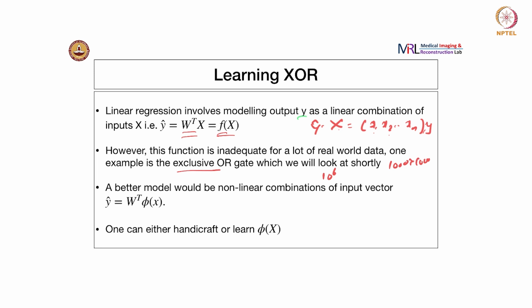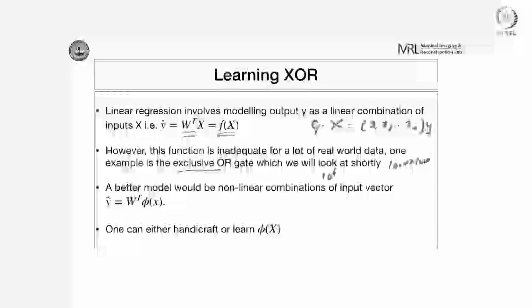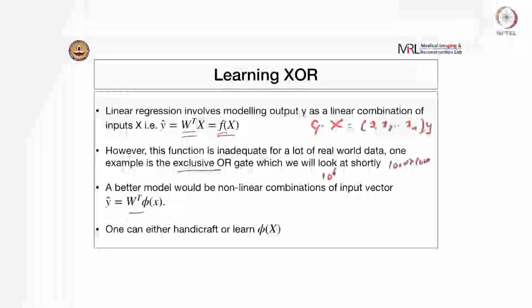We'll also see that maybe the outcomes are not exactly linear. So a better model would be a non-linear combination of the input vectors. Something like this, where it is still linear because it's still w transpose, but instead of x, we have phi of x, some non-linear combination of x's. For instance, if you have x1, x2, you will also have x1 square, x2 square, and other combinations like x1 square x2, and so on and so forth. You can keep going like this.